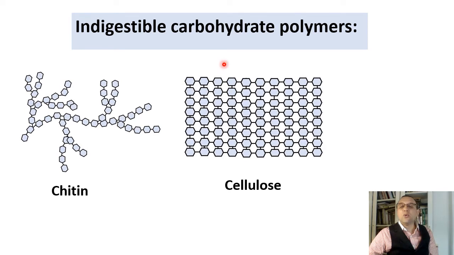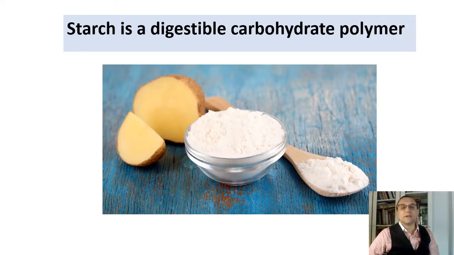So here are two indigestible carbohydrate polymers, cellulose and chitin. Now you could see that both of them are fibrous, though they are arranged differently. In cellulose, here we could see a part of a molecule of cellulose that is linear, and here is a part of the molecule of chitin that is branching out in different directions. Unlike cellulose and chitin, starch is a digestible carbohydrate polymer. It is a carbohydrate commonly found in nature and one of the primary sources of food energy for human beings. It is regularly eaten in the form of wheat, rice, potatoes, and other staple foods cultivated throughout the world.